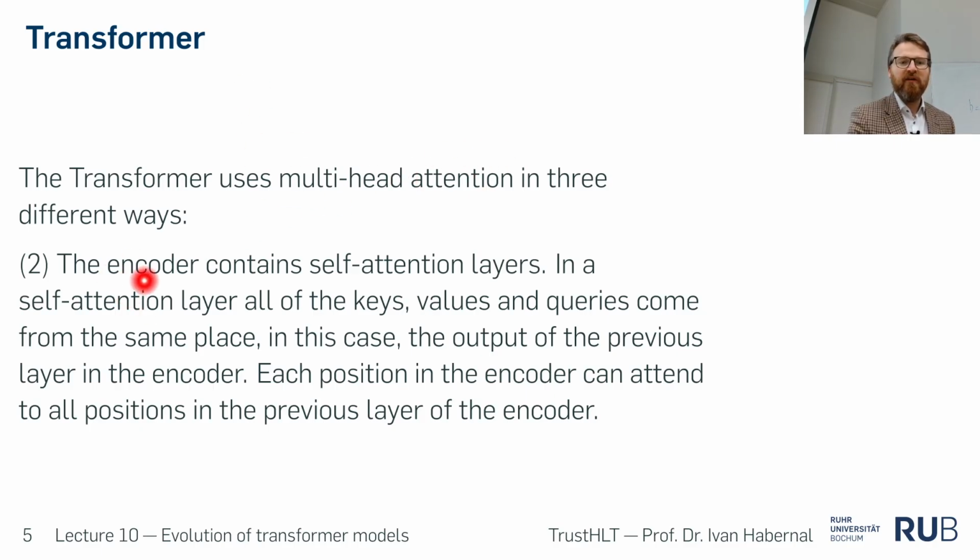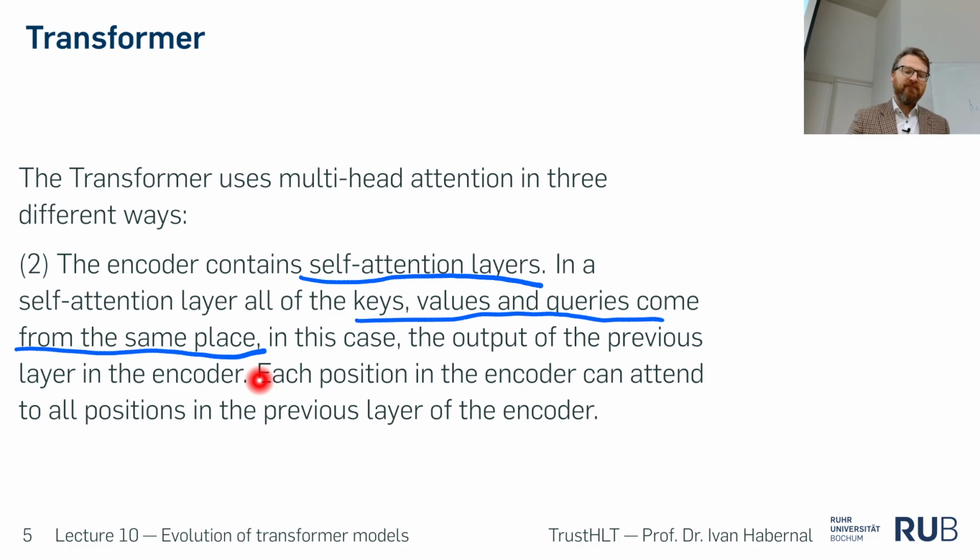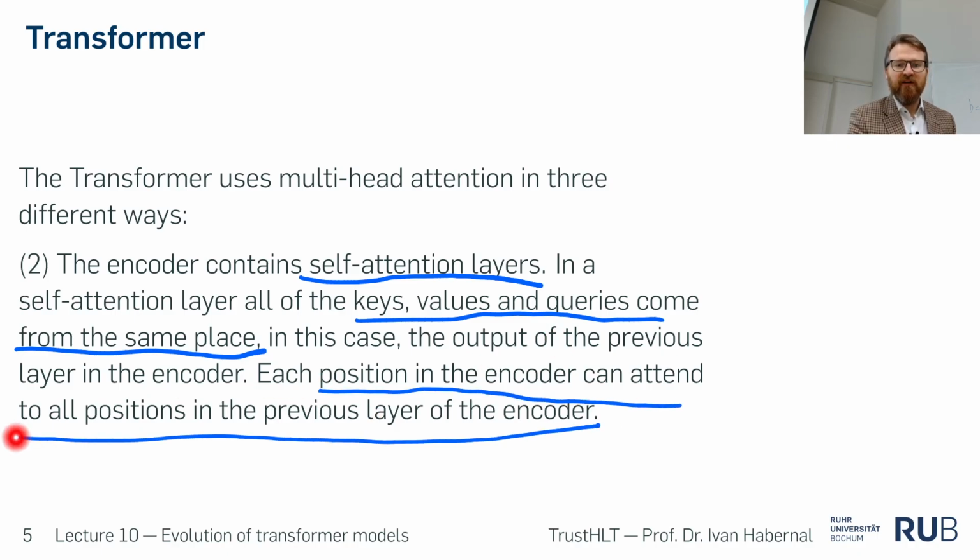First, the encoder contains self-attention layers. In a self-attention layer, all of the keys, values, and queries come from the same place. This is what we discussed already. In the encoder, the X is going to be projected to queries, keys and values. And each position in the encoder can attend to all positions in the previous layer of the encoder. So it's looking basically at the entire sequence.